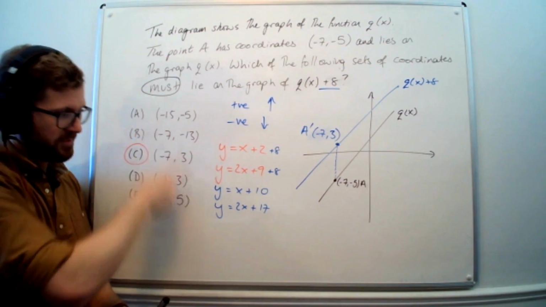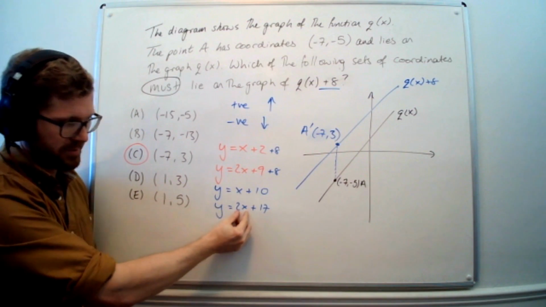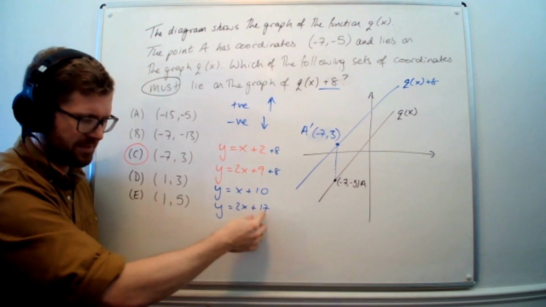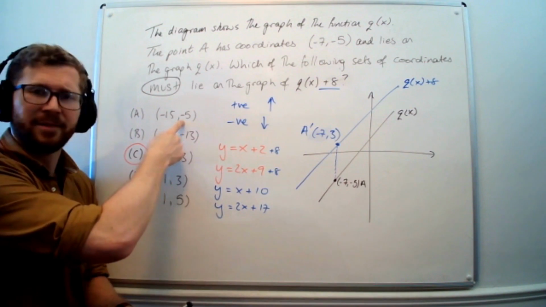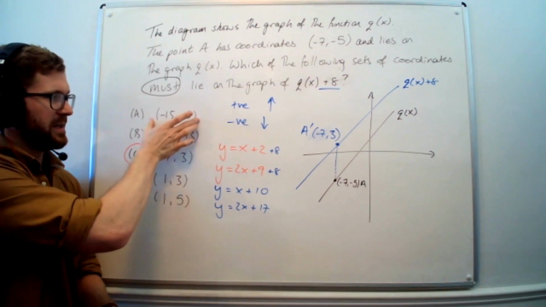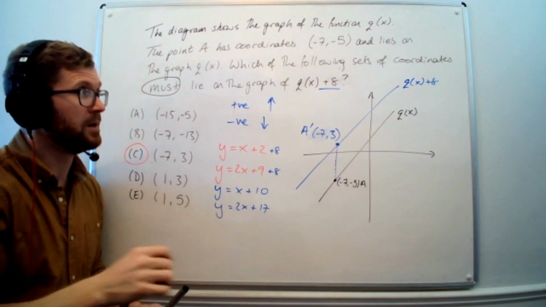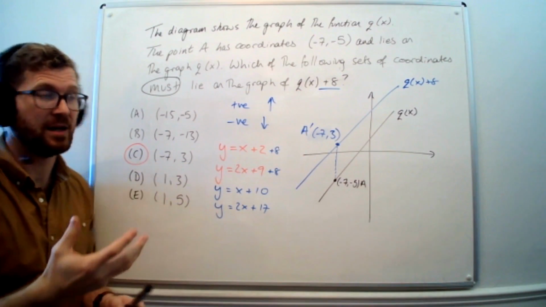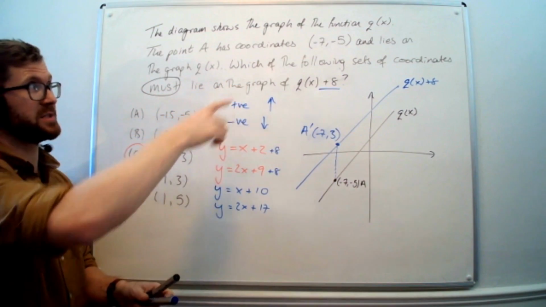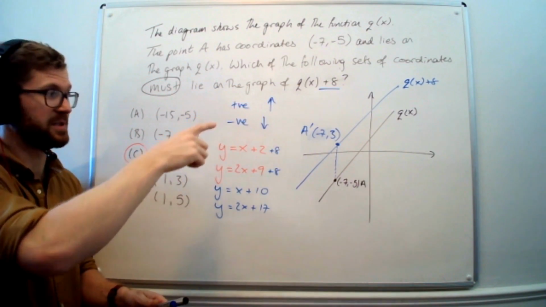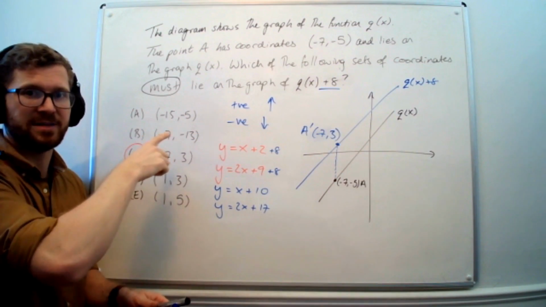But if I put -15 into the second one, well, then I'm going to get -15 times 2, -30, plus 17. I'm going to get -13. That's not the -5 that we were looking for. So this point A could be on the line q of x plus 8, but it doesn't have to be. And the way this question's worded, which of the following sets of coordinates must lie on the graph of q of x plus 8, A is not going to be an answer here.